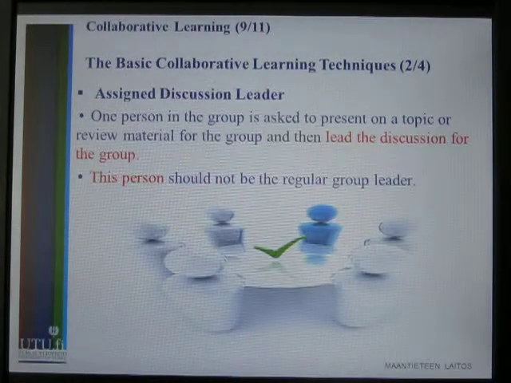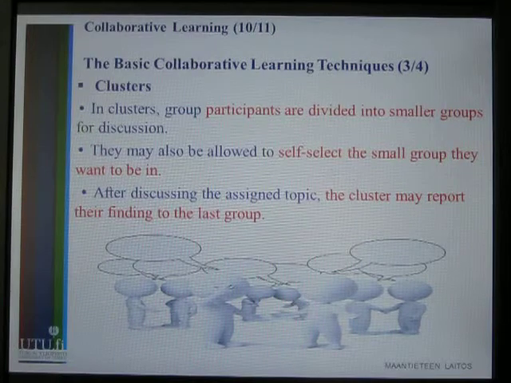And the other kind of group is the assigned discussion leader. That means that one person in the group is asked to present a topic or give a seminar, to talk about a scientific issue or the topic of the subject matter, and then lead the discussion of his or her group. However, this person shouldn't be a regular leader of the group.